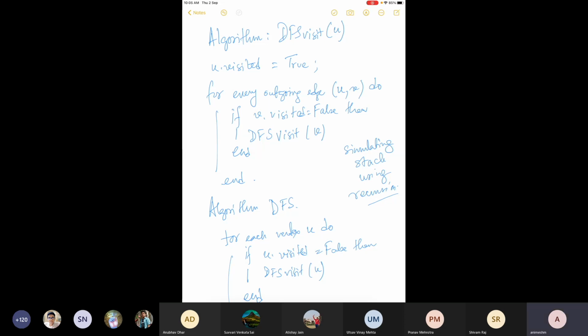Try to understand this algorithm with some example graphs. Okay, and next day, tomorrow, we will see one or two of these visits and we will learn a few more things.